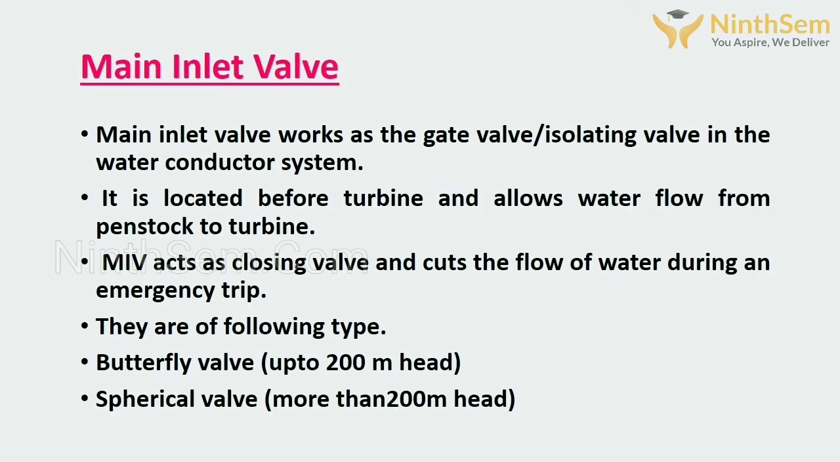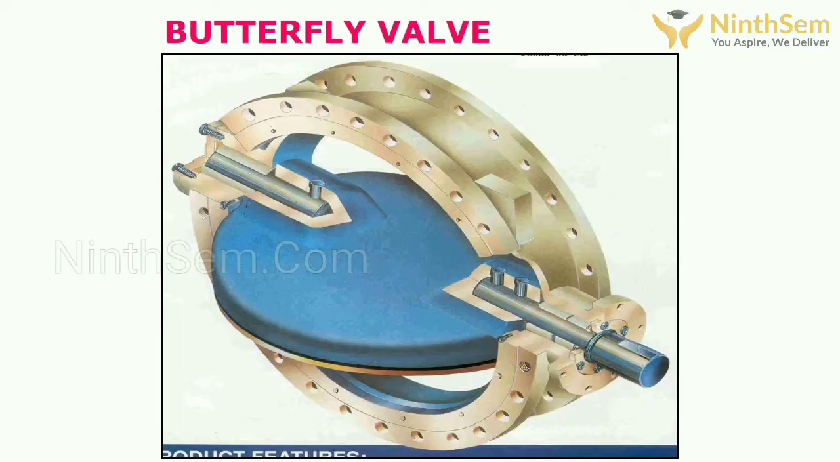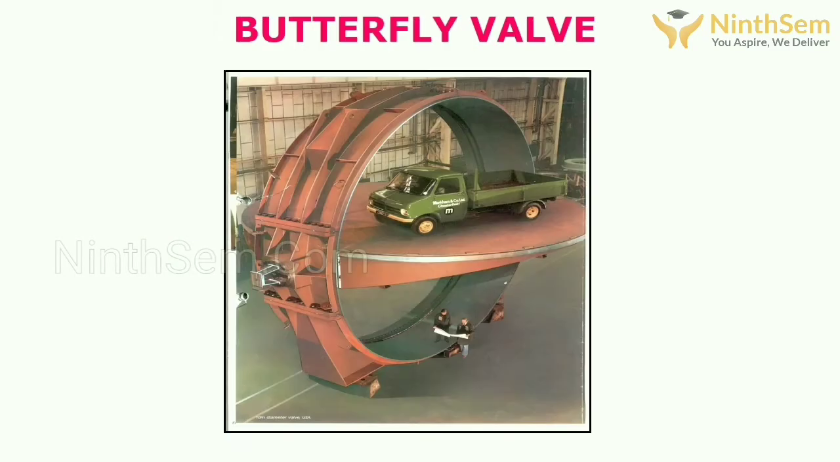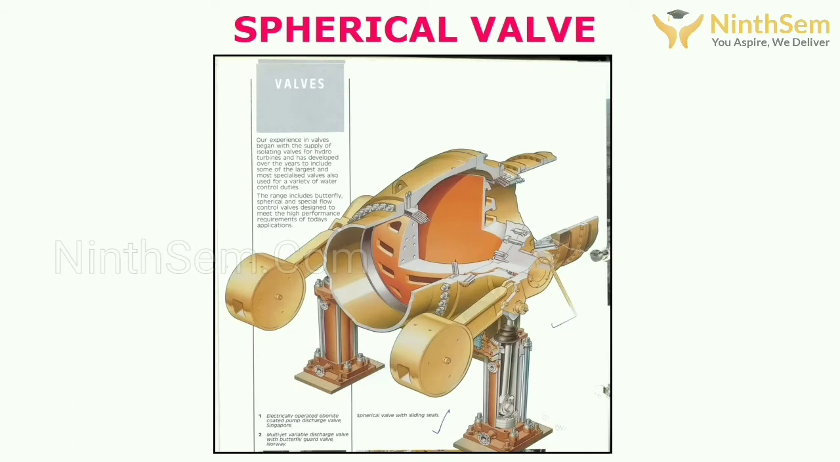Main inlet valve. The main inlet valve works as a gate valve, an isolating valve in the water conductor system. It is located before the turbine and allows water flow from the penstock to the turbine. The MIV acts as a closing valve and cuts the flow of water during an emergency trip. There are two types: butterfly valve and spherical valve. Here we are looking at the butterfly valve. Here we are looking at the spherical valve.